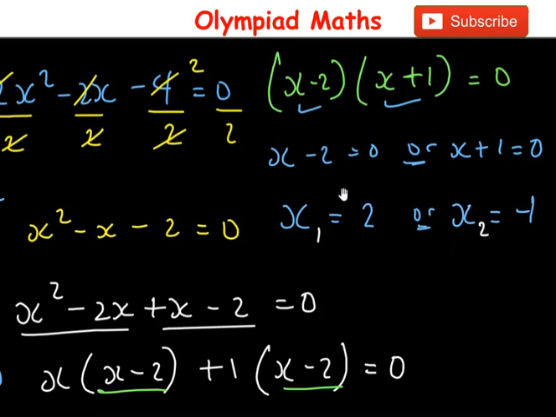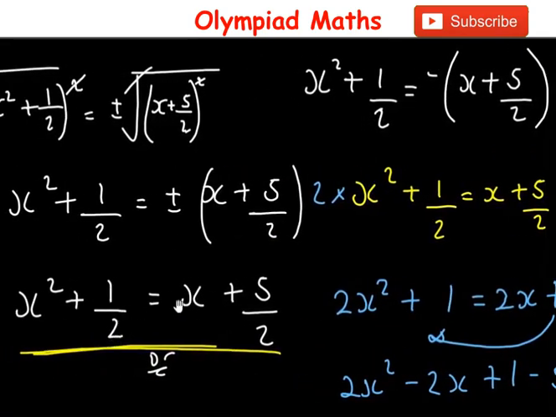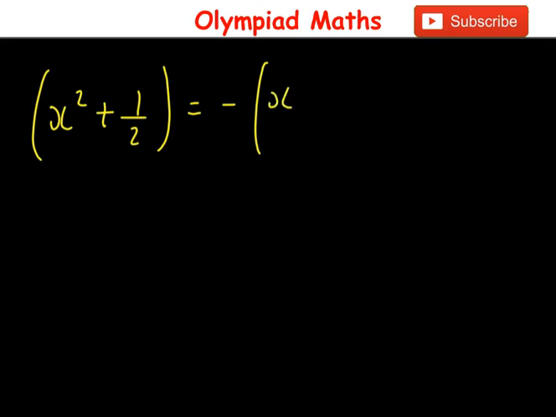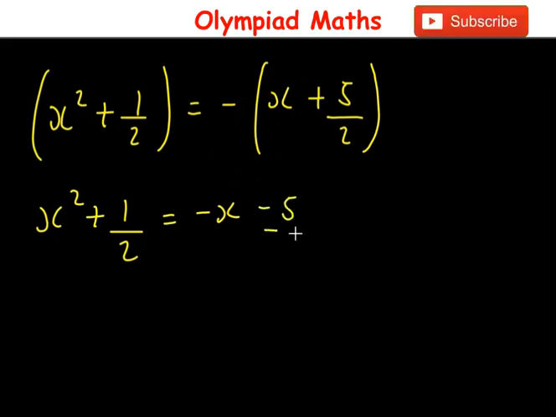Now, these values were gotten from when we have x squared plus 1 over 2 equals x plus 5 over 2. So what of x squared plus 1 over 2 equals minus in bracket x plus 5 over 2. So let us solve this right here, that we have x squared plus 1 over 2 equals minus into bracket x plus 5 over 2. So from this, we have x squared plus 1 over 2 equals minus, open the bracket, minus times x minus times plus minus 5 over 2.